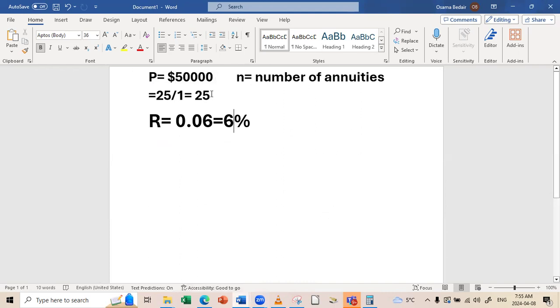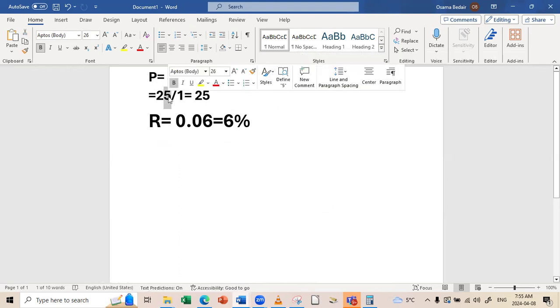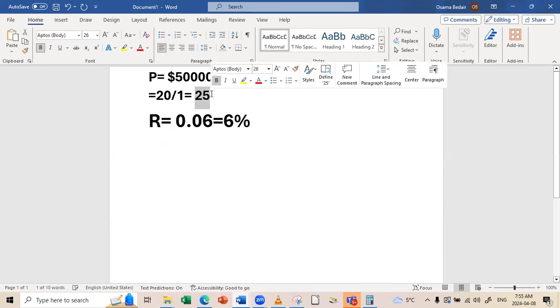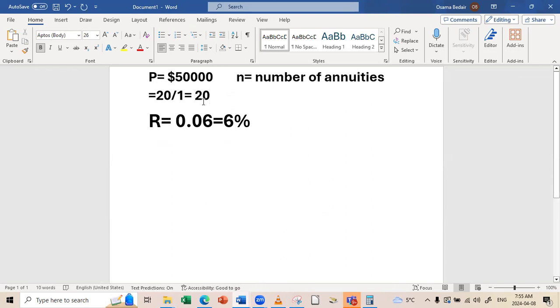And the number of years, the number of deposits or the annuities. How many times did I go to the bank in these 20 years? I went to the bank 20 times. For each year, I went once. So I went 20 times in these 20 years.